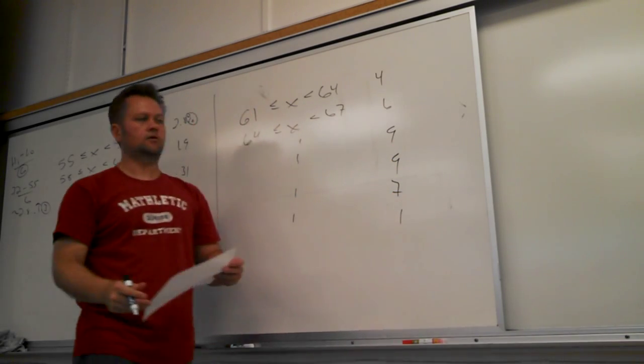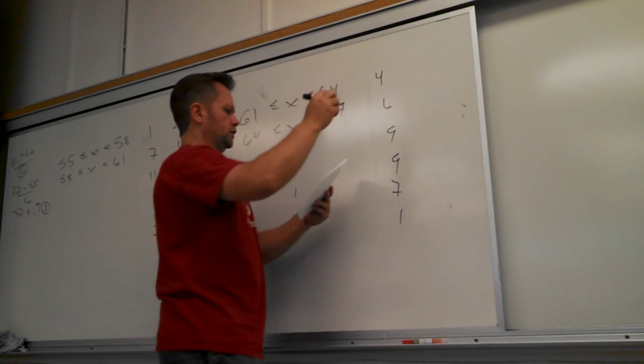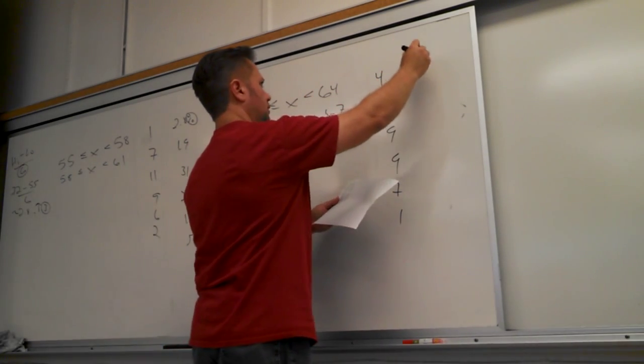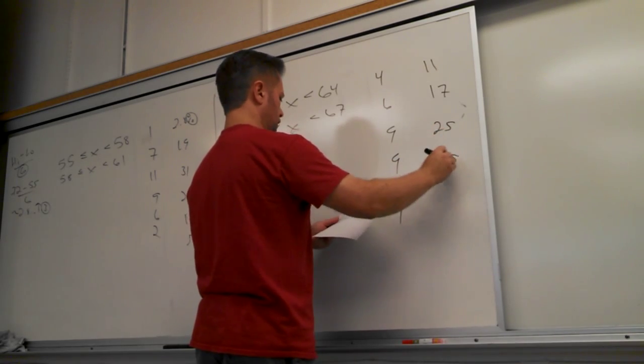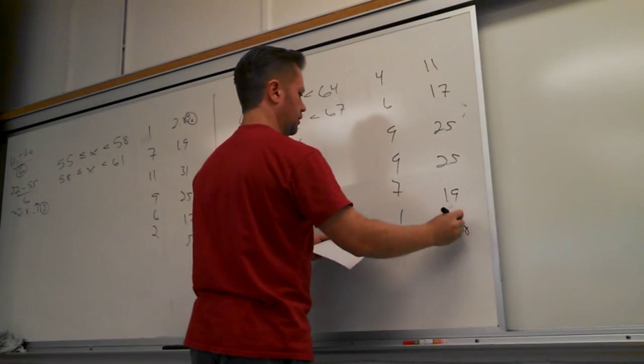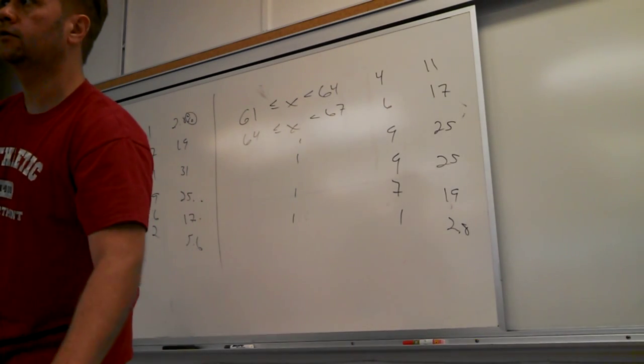4, 6, 9, 9, 7, 1. That should have been the numbers for those. And then the percentages should have been 11, roughly, 17, 25, 25, 19, 2.8. So that's really rounding a lot, but that should be roughly what it was.